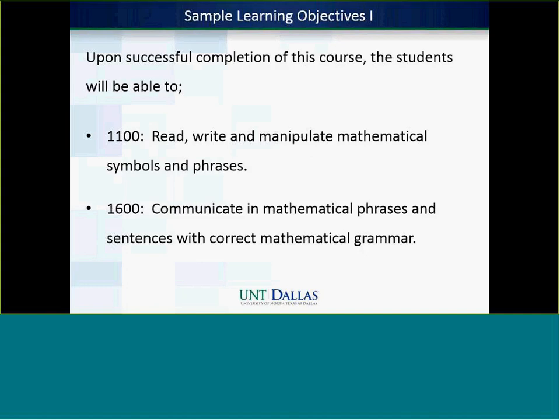At the trigonometry-to-calculus level, it's a little bit higher: communicate in mathematical phrases and sentences. Now I'm requiring my students to write full sentences. A full sentence has a grammatical structure. We have to have a subject, verb, and then object and things like those. What's the verb in a mathematical sentence? At this level, what's the verb?